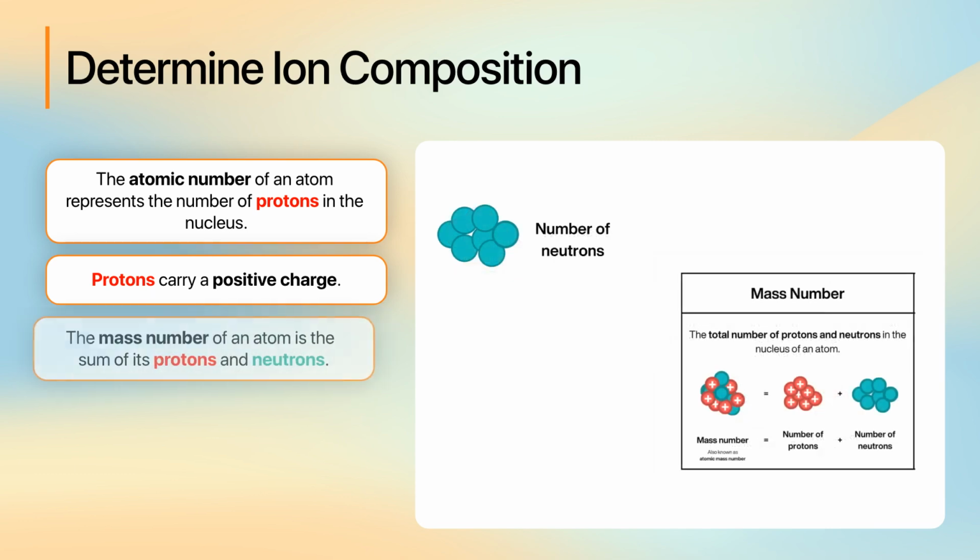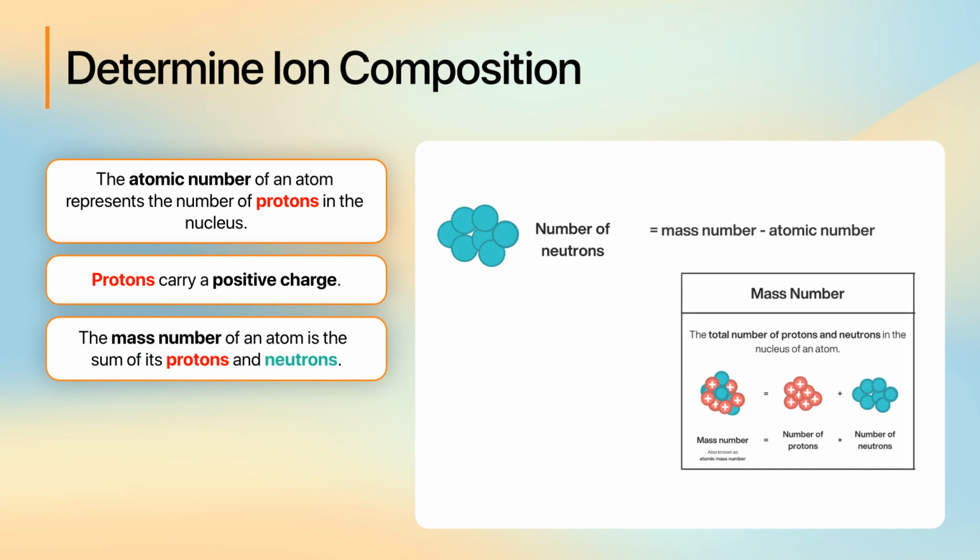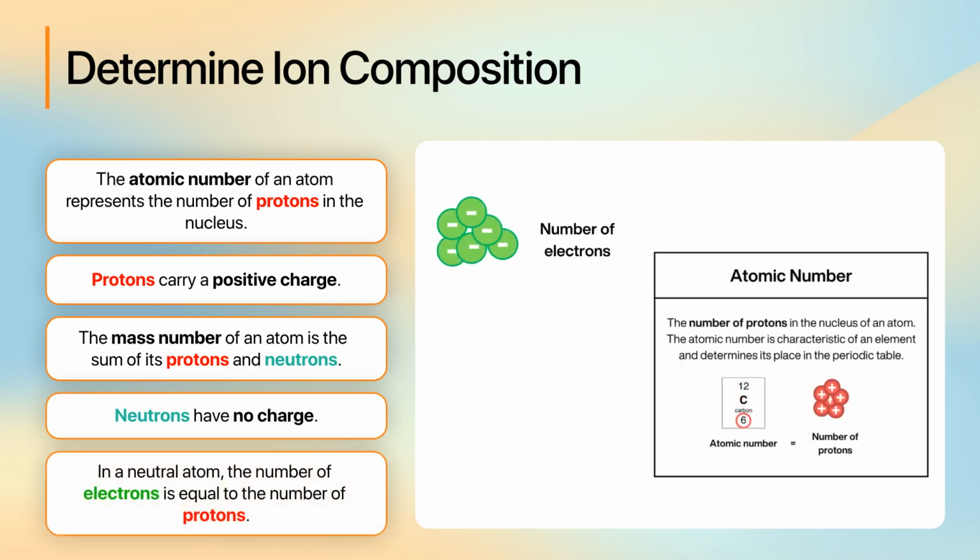Next, the mass number of an atom is the sum of its protons and neutrons. Therefore, to find the number of neutrons, simply subtract the atomic number from the mass number. Neutrons are neutral, meaning they have no charge. In a neutral atom, the number of electrons is equal to the number of protons, as the positive and negative charges balance each other out.